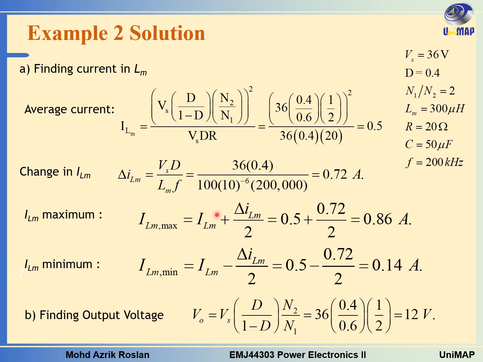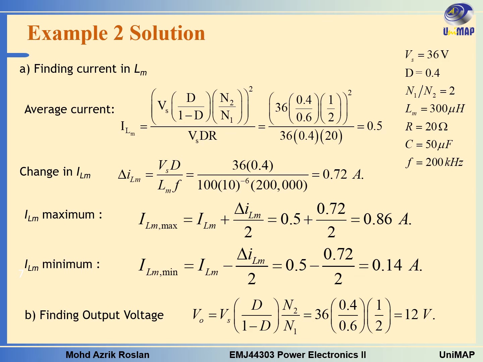For the maximum value, it is the same: you add the ILM plus the delta ILM divided by 2. You will get 0.86. For the minimum one, you minus, and you will get 0.14. Finally, you can find the output voltage for part B. The output voltage is equal to 36 multiplied by 0.4 divided by 0.6, and multiplied by 1/2.